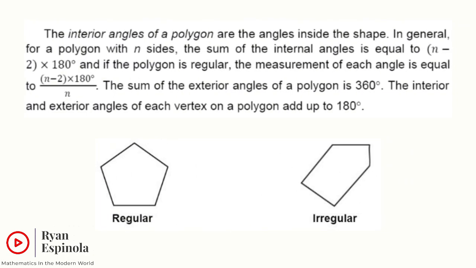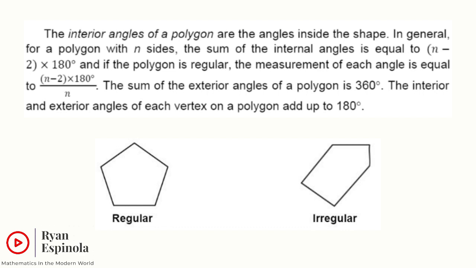The interior angles of a polygon are the angles inside the shape. In general, for a polygon with n sides, the sum of the internal angles is equal to the product of the quantity n minus 2 and 180 degrees. And if the polygon is regular, the measurement of each angle is equal to the product of the quantity n minus 2 and 180 degrees, divided by n, where n is the number of sides in the polygon.